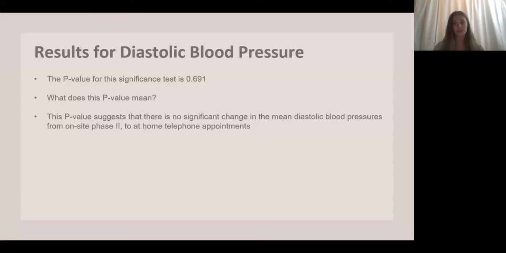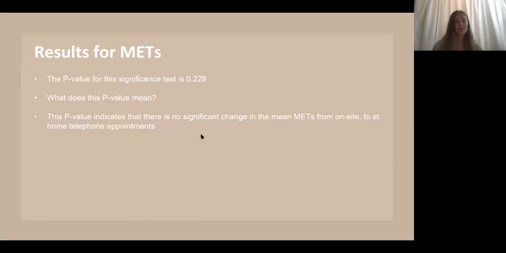Results for diastolic blood pressure. The p-value for this significance test is 0.691. Again, we have a p-value greater than 5%, which will suggest that there has been no significant change in the mean diastolic blood pressures from on-site phase 2 to at-home telephone appointments. Results for METs. The p-value for this significance test is 0.228. The p-value indicates that there is no significant change in the mean METs from on-site to at-home telephone appointments.